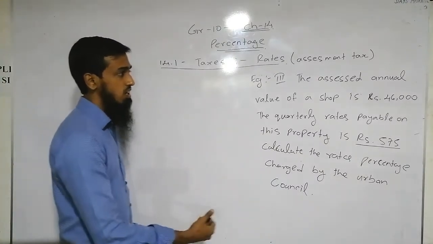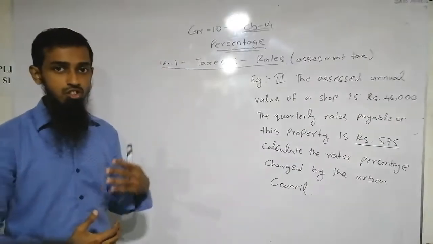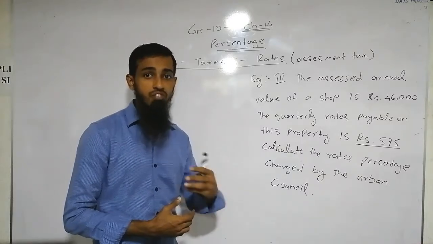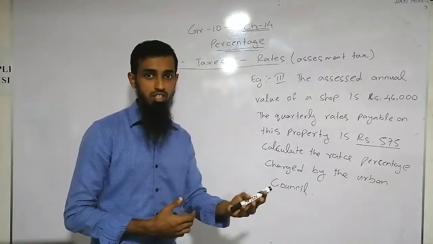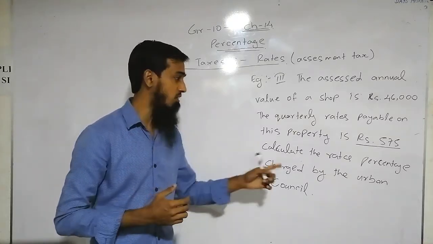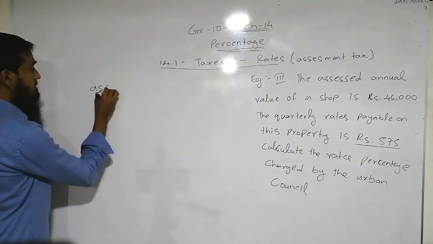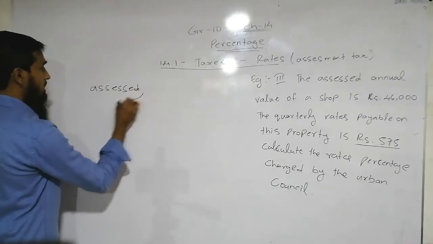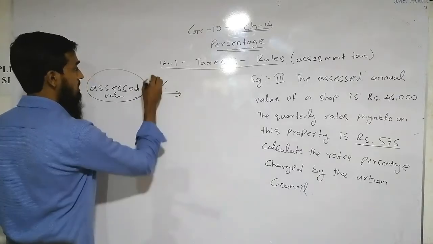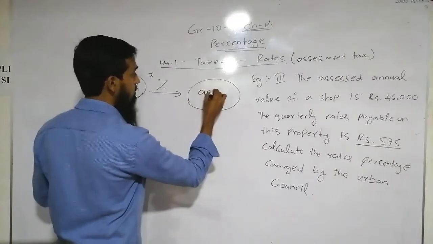Okay. In here, reversely, they ask for the percentage. So recall what you studied in grade 9. How do we calculate profit percentage or loss percentage? The same idea, same proportion. Using that proportion, we can easily find the percentage of the rates. Okay, the assessed value is there. For an assessed value, they claim a percentage called X. That percentage is of the annual value.